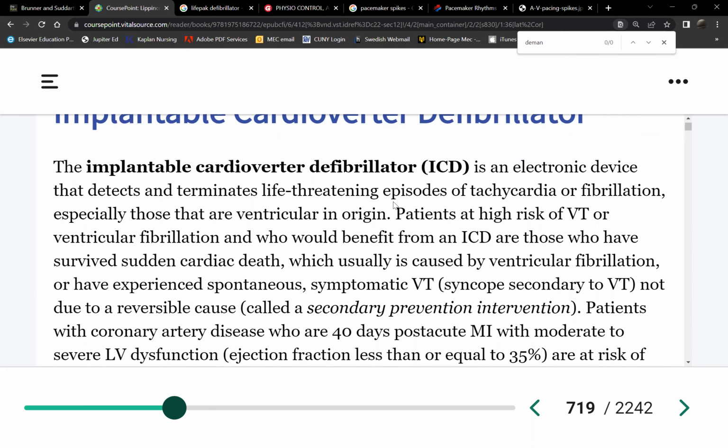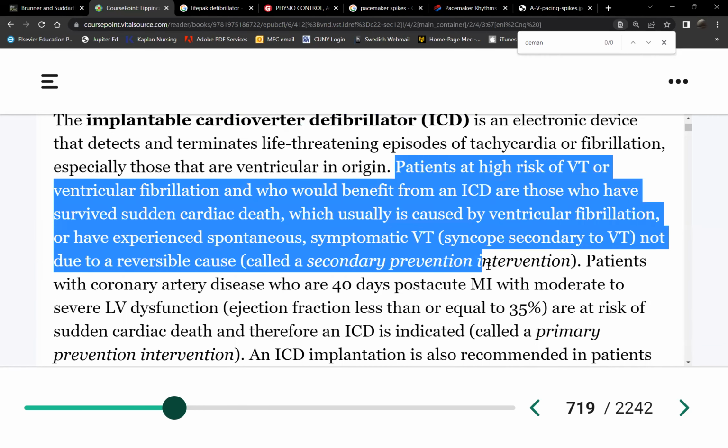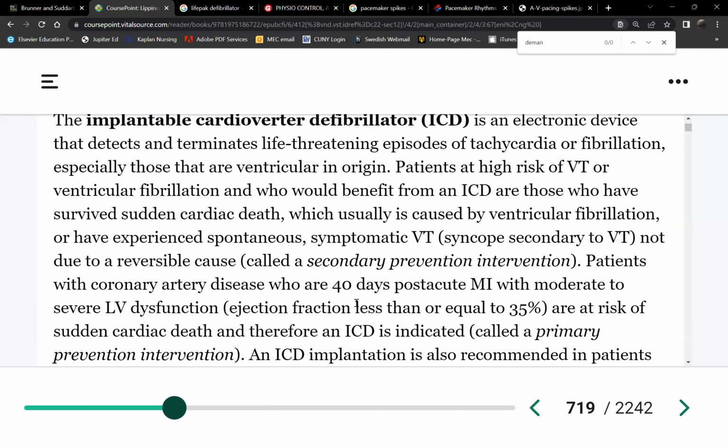Patients who have second degree heart block, type 2, and third degree heart block? No, this is not a pacemaker. This is a defibrillator. Patients at high risk of VT or ventricular fibrillation who would benefit from the ICD are those who have survived sudden cardiac death, which usually is caused by ventricular fibrillation, or have experienced spontaneous symptomatic VT, not due to a reversible cause. This is called a secondary prevention intervention. So that's who gets an ICD.